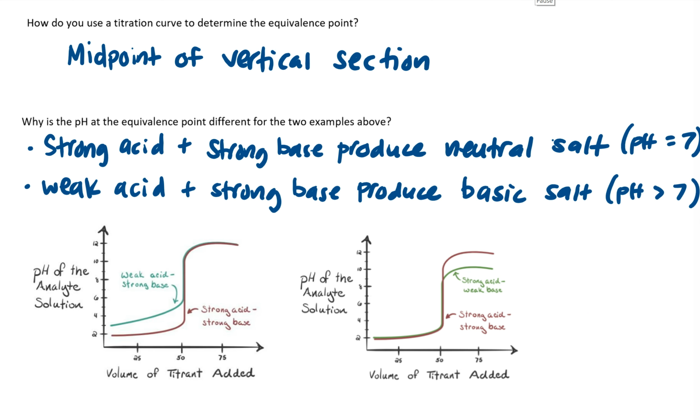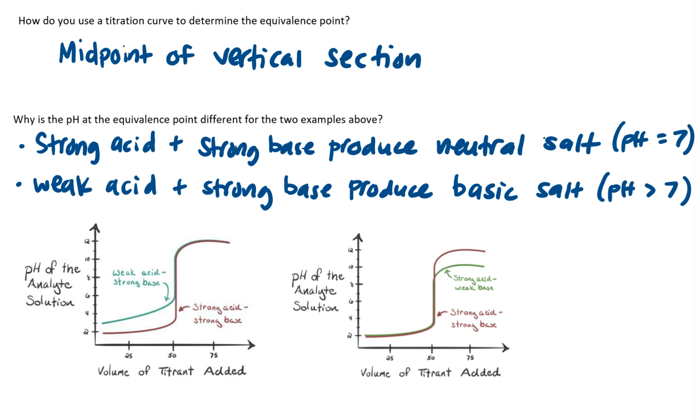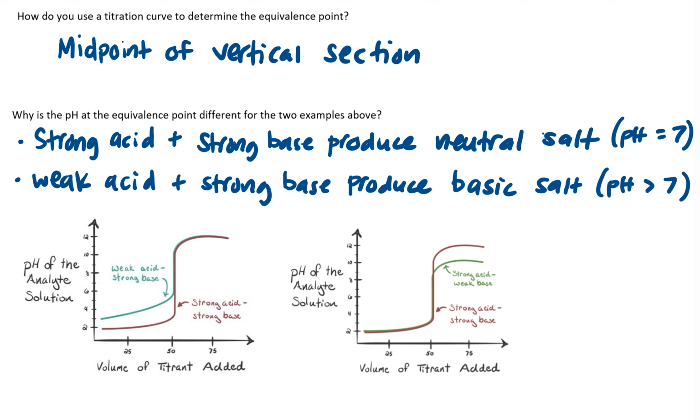So in summary, your strong acid and strong base produce a neutral salt, pH is 7. Weak acid with the strong base produce a basic salt, the pH is going to be greater than 7.